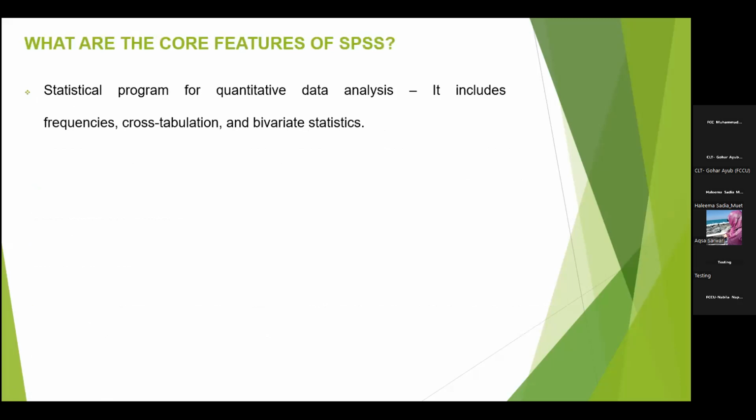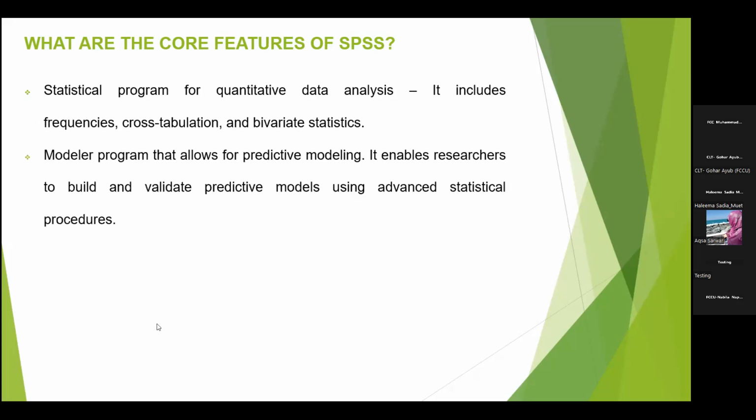Core features. It includes frequencies, which are very basic, cross tabulation and bivariate statistics. Although it can perform multivariate statistics too, at the basic level you can perform the most common ones. If we are dealing with Likert scale data and we use the goodness of fit or chi-square test like this to cross, this is a very good software to do that.